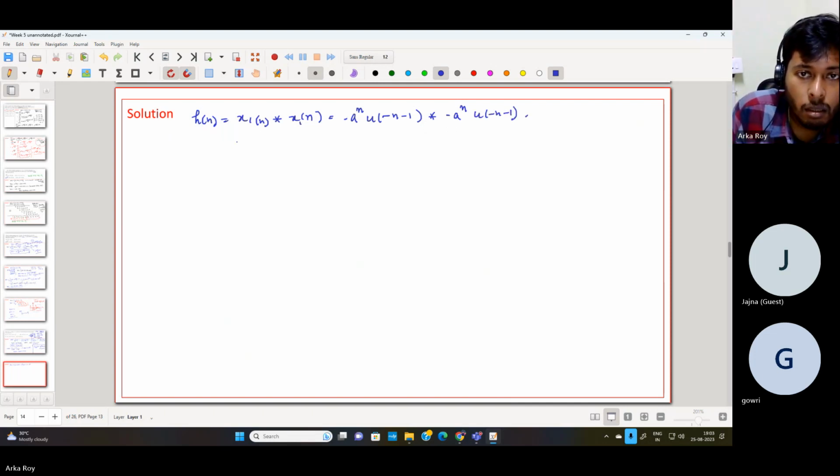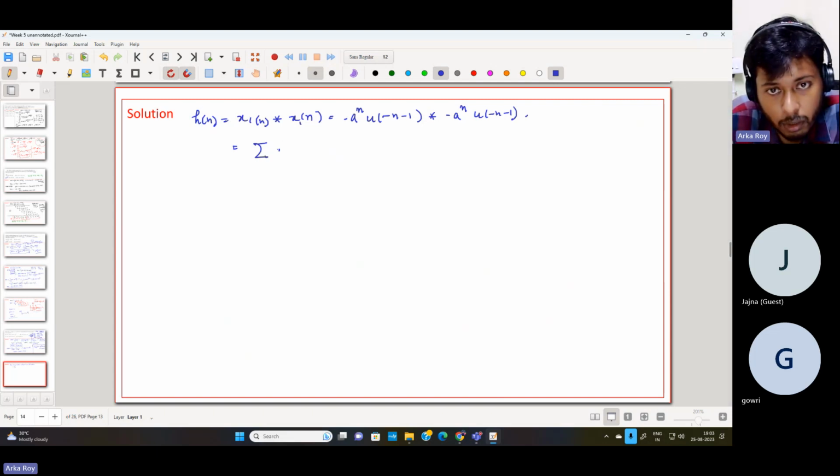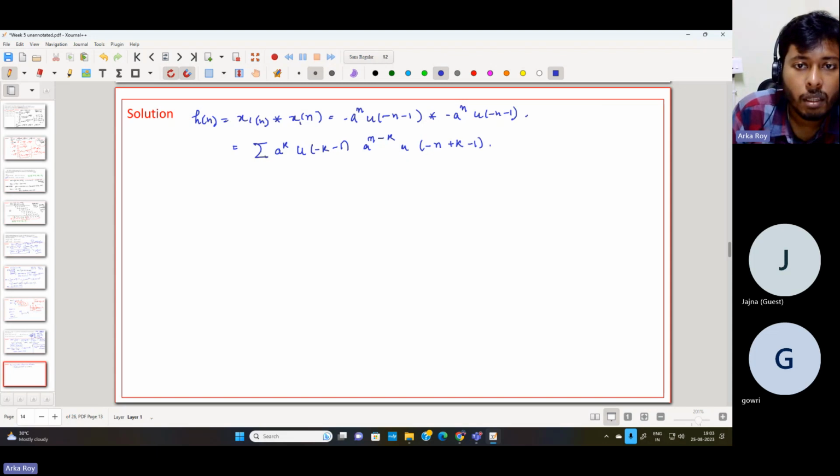So this minus will cancel each other and this will be plus. So let's solve the convolution part. I can write it as a to the power k u of minus k minus 1, and then a to the power n minus k u of minus n plus k minus 1. I'm just using the standard convolution formula.